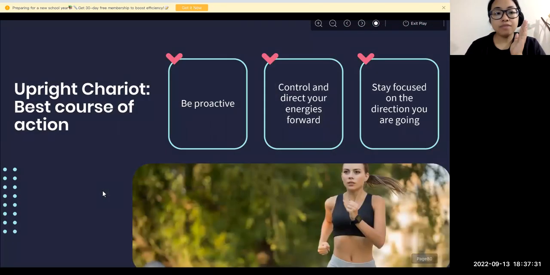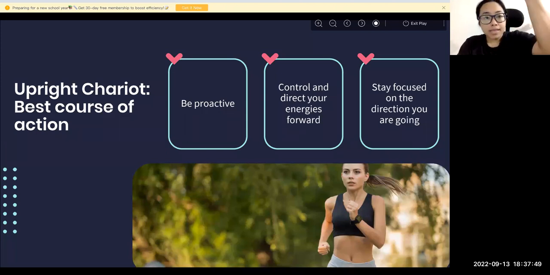So what is the best advice you will give to the chariot? Be proactive in everything you're doing. Control and direct your energy forward. The card is telling that it is in your hands, it is up to you whether you want to take control, or an external factor is controlling you. It's like that, either you have the power or the external has the power over you.